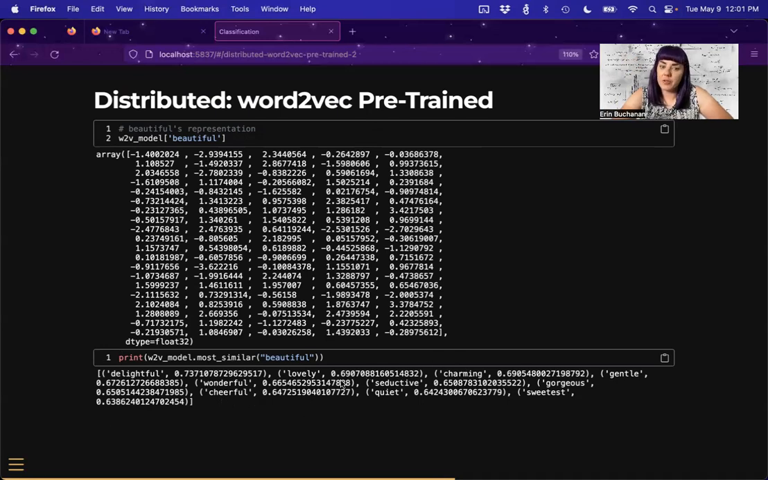Lovely makes a lot of sense here. Charming, gentle, wonderful, seductive, gorgeous, cheerful, quiet, right? And so these are the cosines. These are very strong values. They have the same context.